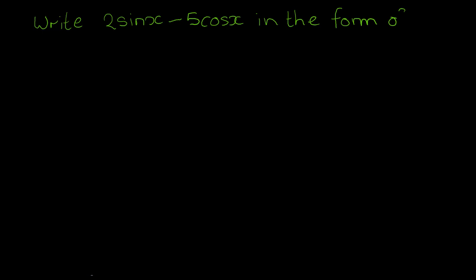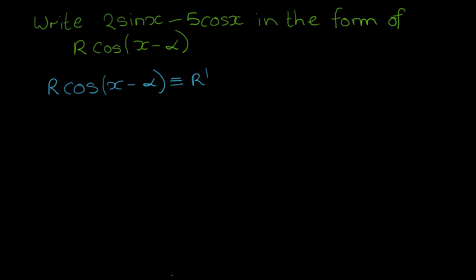Let's recap those steps to find r and alpha with this new example of 2 sin x minus 5 cos x, which we've got to turn into the format r cos(x minus alpha). So r cos(x minus alpha) is the same as r cos x cos alpha plus sin x sin alpha.